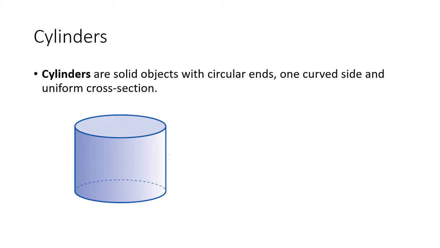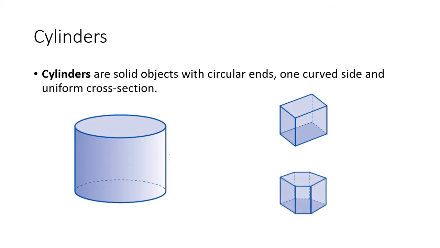Okay, so what do we mean by cylinders? Again, cylinders are solid objects with circular ends, one curved side and a uniform cross-section. You might recall that I mentioned previously that when we're thinking about cylinders in terms of calculating the surface area, they do have quite a lot in common with right prisms. But the reason they aren't prisms is that they've got a curved side. So prisms always have flat sides.